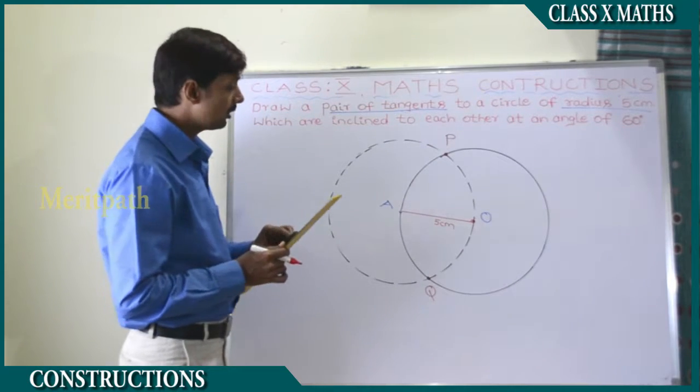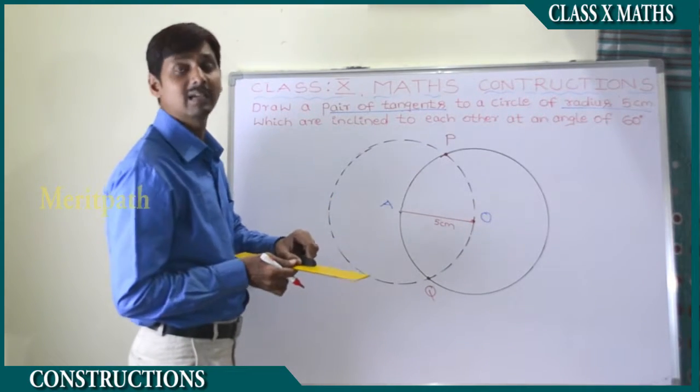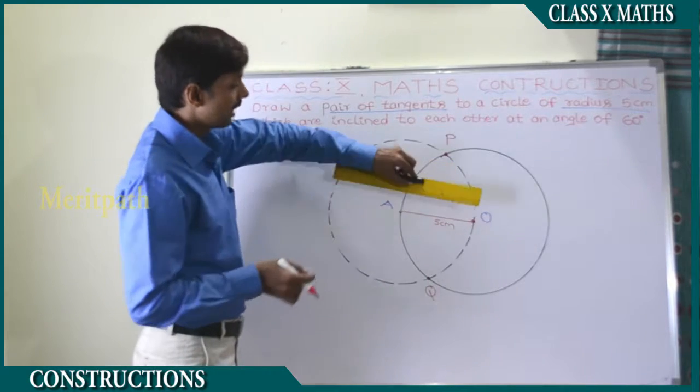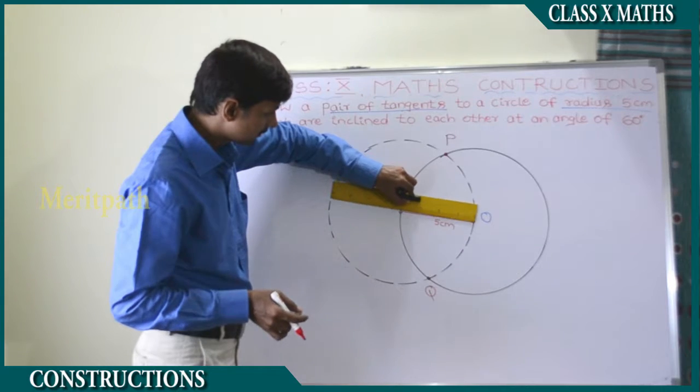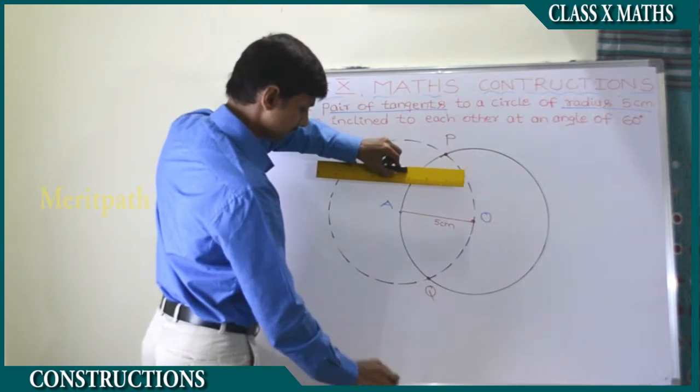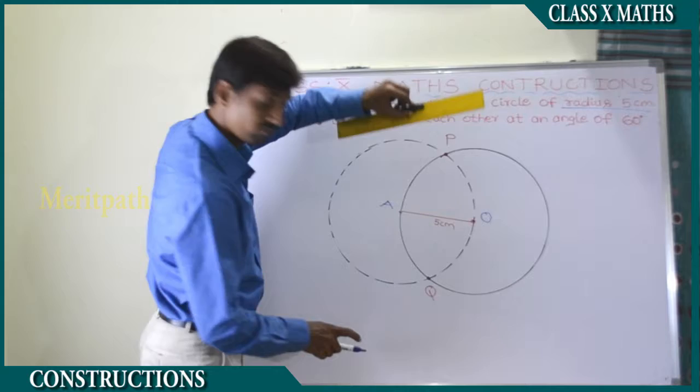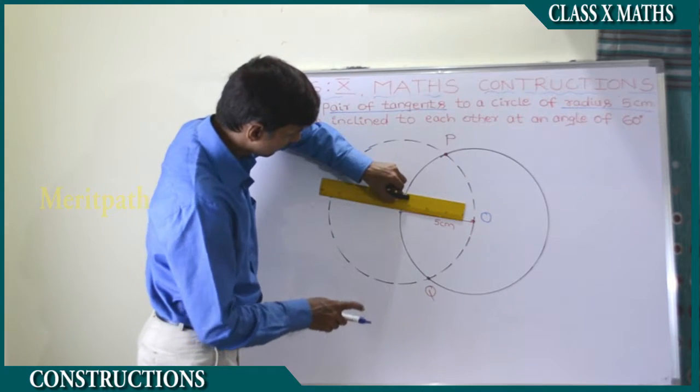but we need a point which is external to the first circle. So let's draw a line segment. Let's draw a radius by extending the radius AO. We are going to extend AO.